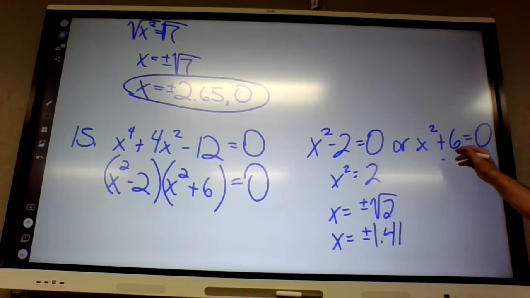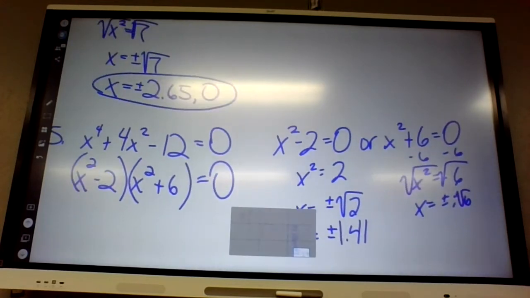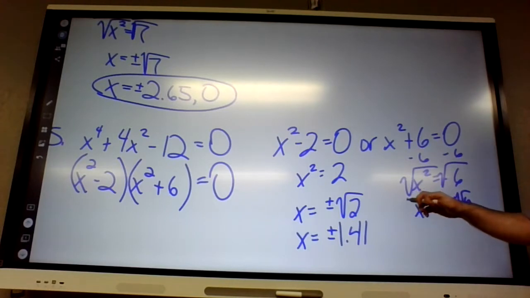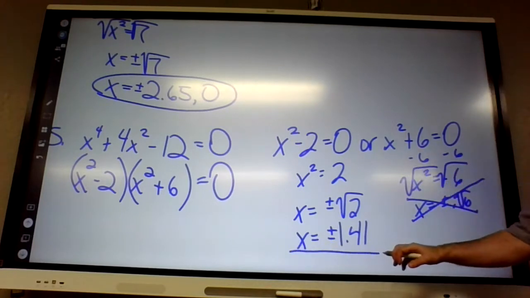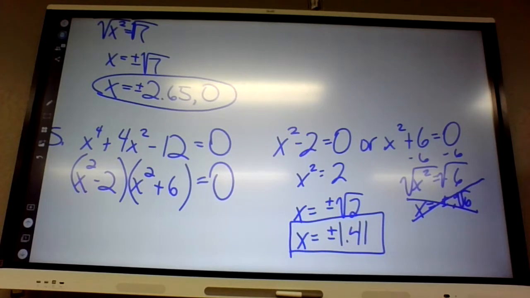Okay, on this one, if you subtract the 6, you get negative 6. So if you square root that, you get i times the square root of 6. Now, that's an imaginary answer, so not a real answer, so we're not actually going to use that. Basically because it's not a graphable answer, so they just want these two answers.